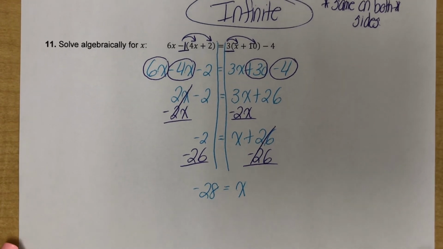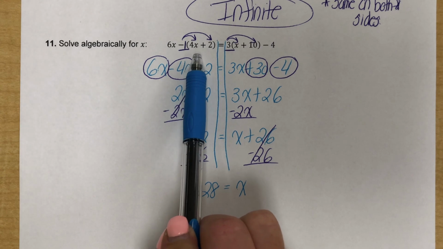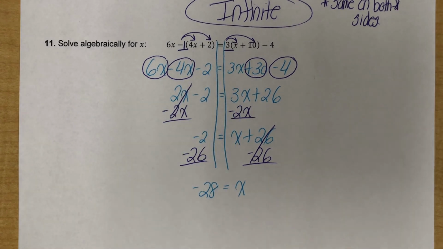And then number 11, again, this was very straightforward. It was definitely the most difficult question because you had to distribute or multiply out on the left and the right-hand side. Solve all the way through, and you should have got x equals -28.